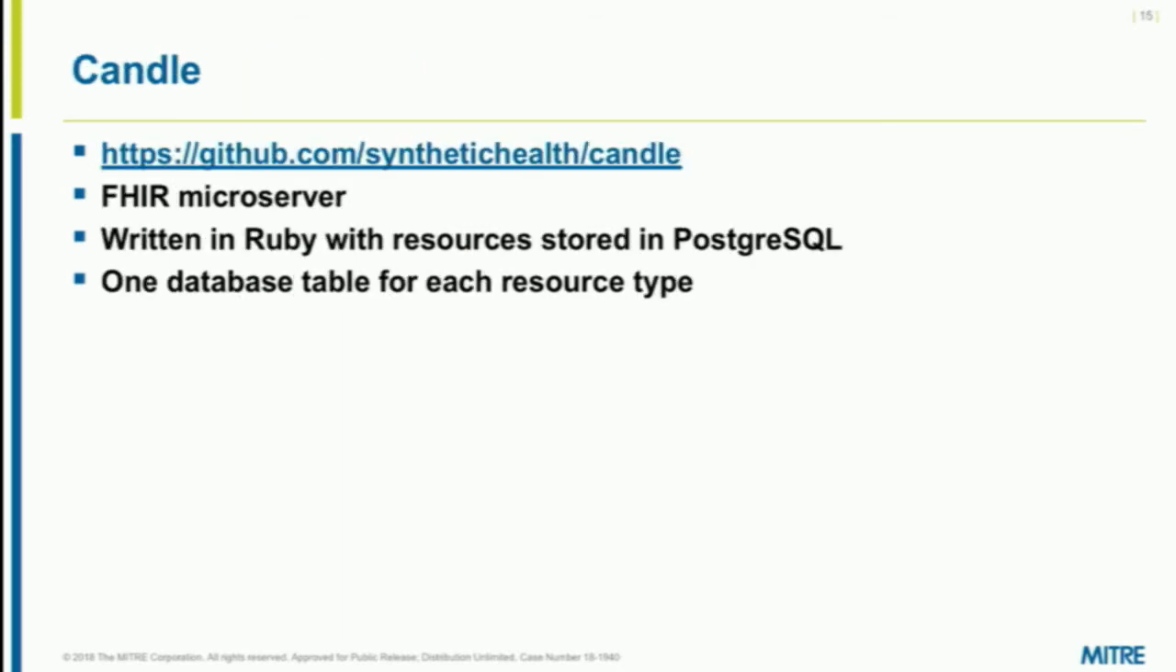So this is an open source project that we're working on right now. It's called Candle, because it's a really small piece of FHIR at the moment. But we're calling it our FHIR microserver. It's written in Ruby because we like Ruby, and we're storing our resources in Postgres.